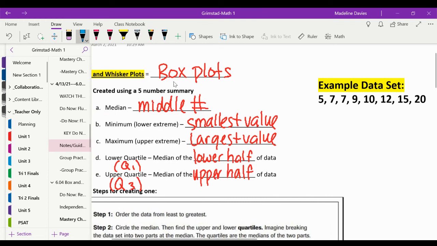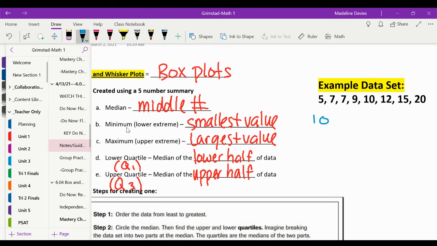In order to create a box plot, we will need to find 5 different numbers. So the first thing is to find the median or the middle number. In this case, we would go back and forth and we would find our median, which in this case is 10. Okay, so that's our first number, 10.